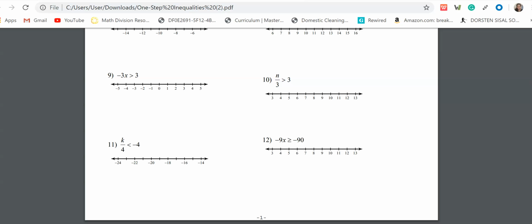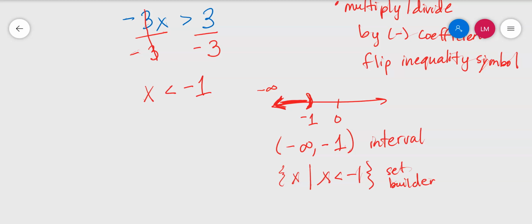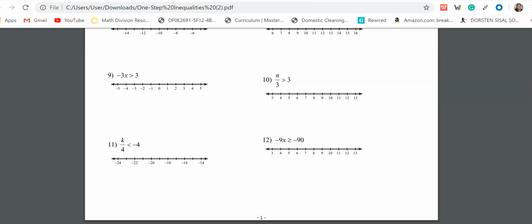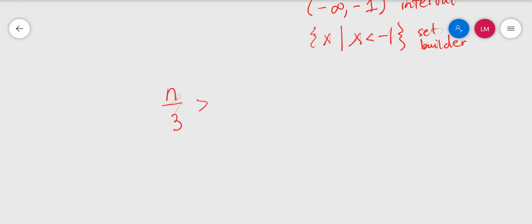So let's try number 10. For number 10, it says n divided by 3 greater than 3. So in this case, what's happening to n?